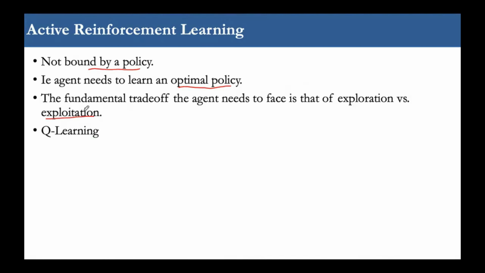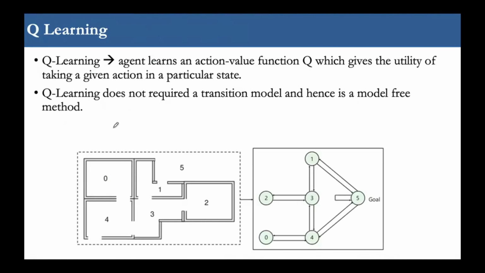An example of active reinforcement learning is Q-learning. So now we'll learn what Q-learning is. In Q-learning, the agent learns an action function Q which gives the utility of taking a given action in a particular state. So Q-learning does not require a transition model and hence it is said to be a model-free method. So consider an example.